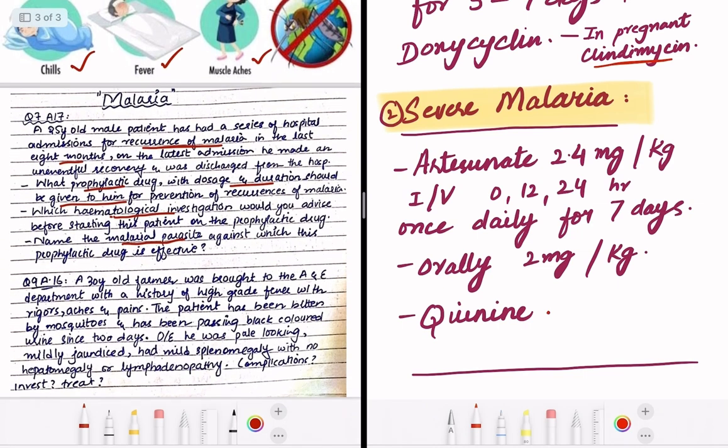A 30-year-old farmer was brought to the A&E department with a history of high-grade fever with rigors, aches and pains. The patient has been bitten by a mosquito and has been passing black-colored urine for 2 days. As we discussed above, Plasmodium falciparum is also known as black water fever. So here we have the history of black urine. He was pale-looking, mildly jaundiced, and had mild splenomegaly with no hepatomegaly or lymphadenopathy.